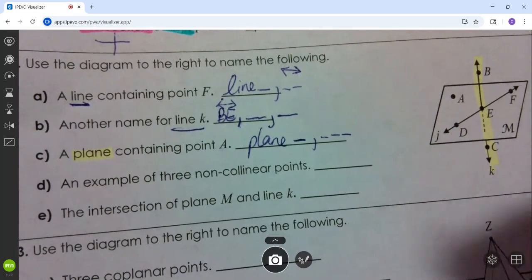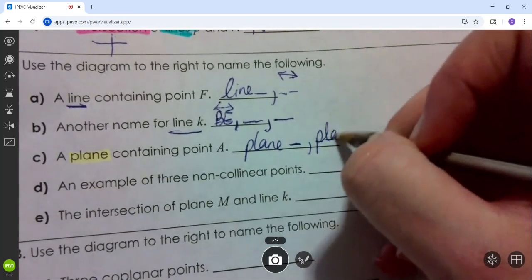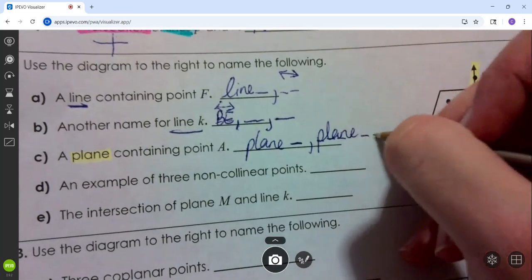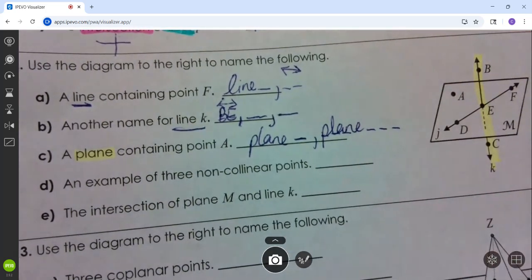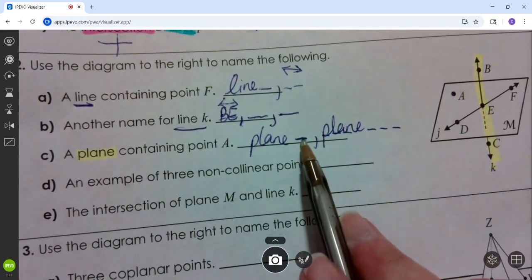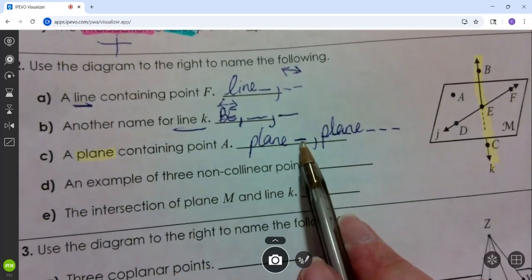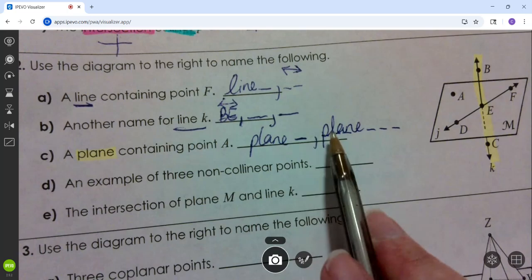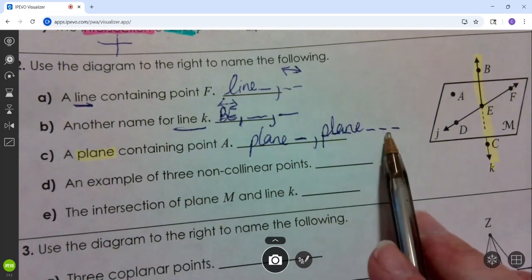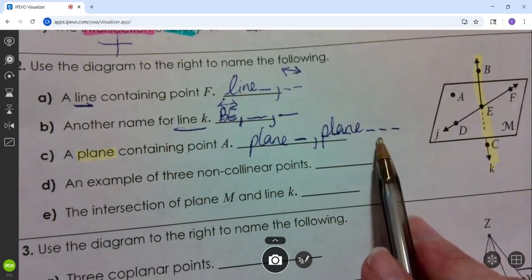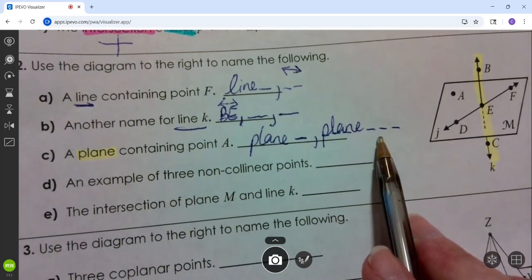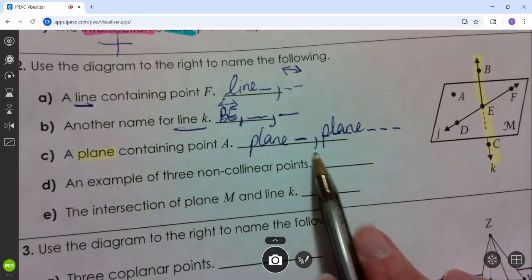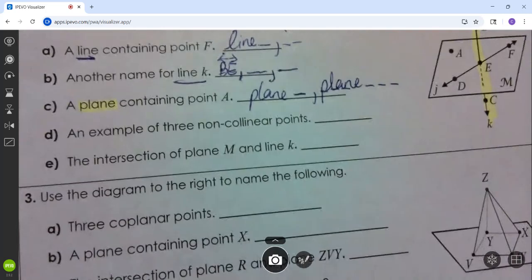I'm trying to think. I'm going to say it wrong. I think you're okay. Yes. So we'd say plane and then give me 3 points. So you can give me the 1 letter, or you can say plane and pick 3 points, but those 3 points have to be on the plane. And again, go back and reference your notes on using this.